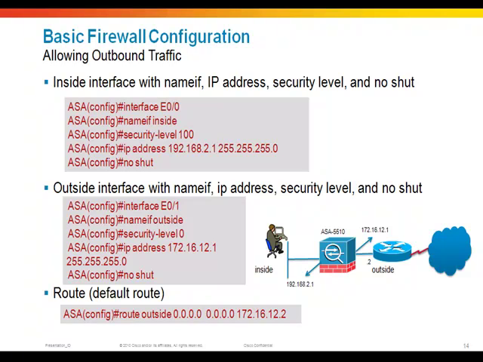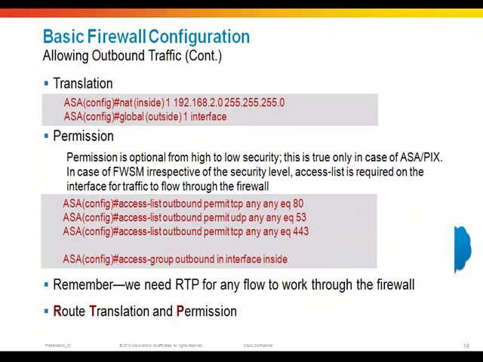And the next thing is the R that we talked about in the RTP. It's the route, the default route, a 0.0.0.0 0.0.0.0 route, which will be pointing to your upstream router that will connect you to the internet. Next, we need to do the translation in the RTP.